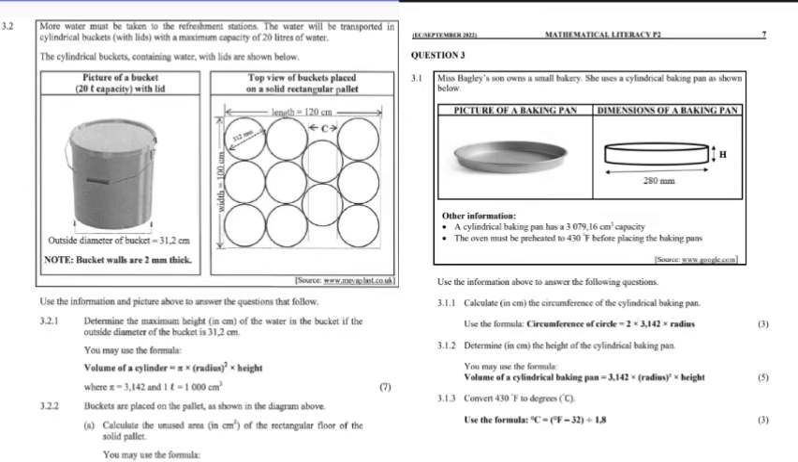Okay, and we also have another example here. Please, before I write the answer to this question, please pause the video and attempt to answer the question first, just to be sure that you understood the previous example. So the question says, Mrs. Bagley's son owns a small bakery. She uses a cylindrical baking pan as shown below. So there is the picture of the baking pan that Mrs. Bagley uses. And they have also given us the dimensions of the baking pan.